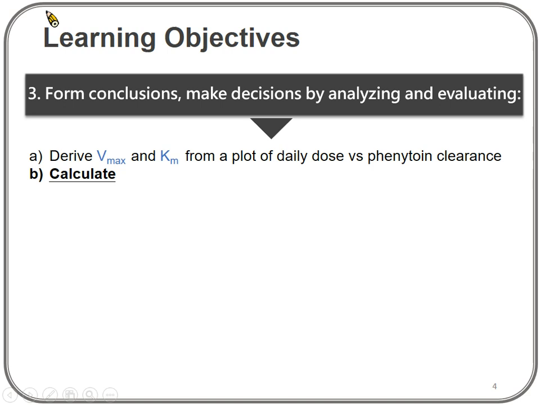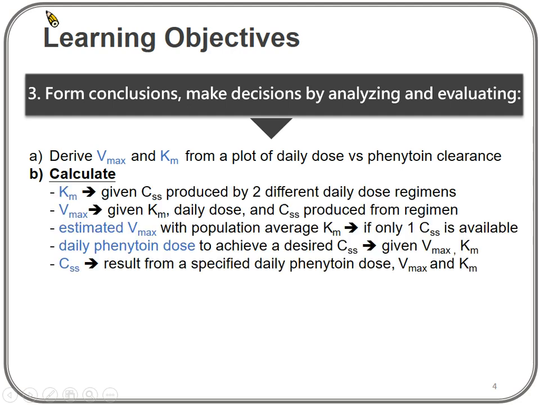First, derive the patient's own Vmax and Km according to their daily dose of phenytoin versus the clearance. And then estimate Km, with a certain given population average Km, if only one concentration is available to you. Calculate the daily phenytoin dose to achieve a desired concentration under given Vmax and Km.